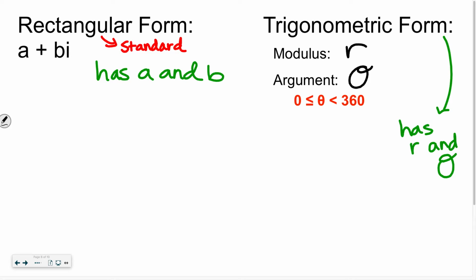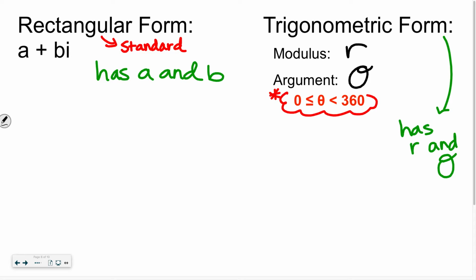And make a little note when you do your argument, just like when we were doing vectors, your only acceptable thetas are between 0 and 360, so that everybody would know immediately which quadrant it's in. If it's between 0 and 90, it's quadrant 1. If it's between 90 and 180, it's quadrant 2. 180 and 270, 270 and 360, quadrant 3 and 4.